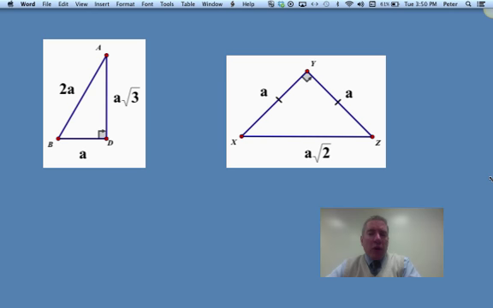And finally, we'll take a look at a couple of examples of how you'll use this to solve for both of these right triangles if you're given only one side.